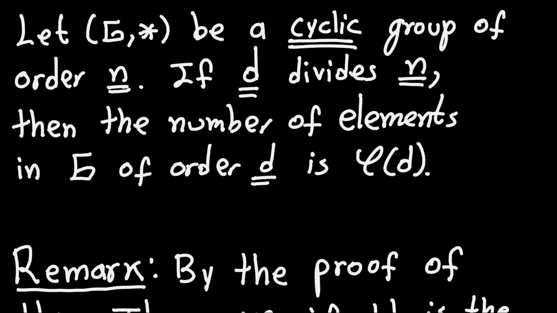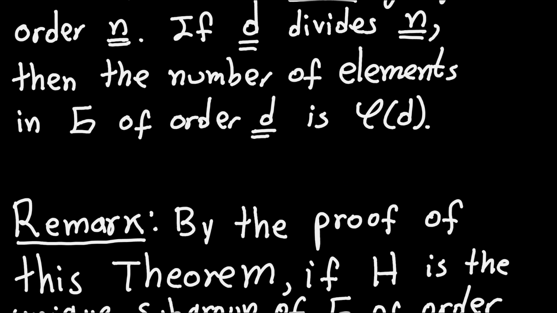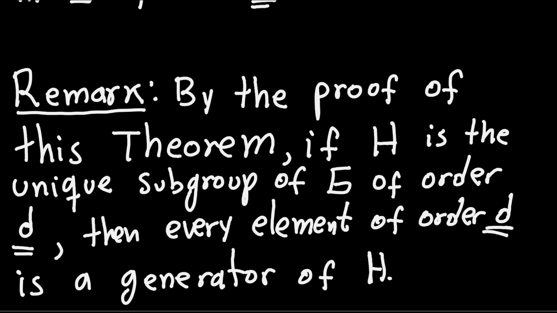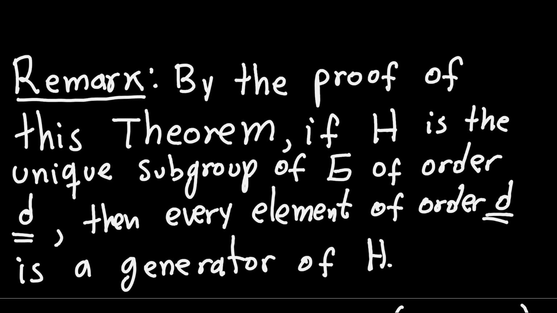Now, one more thing I want to point out, in particular, about the proof of that theorem. One of the important things about the proof was this: if you take H, the unique subgroup of G of order D, because there is a unique one when we are talking about a cyclic group and a divisor, then inside the proof of the theorem we proved that every element of order D is a generator of H.